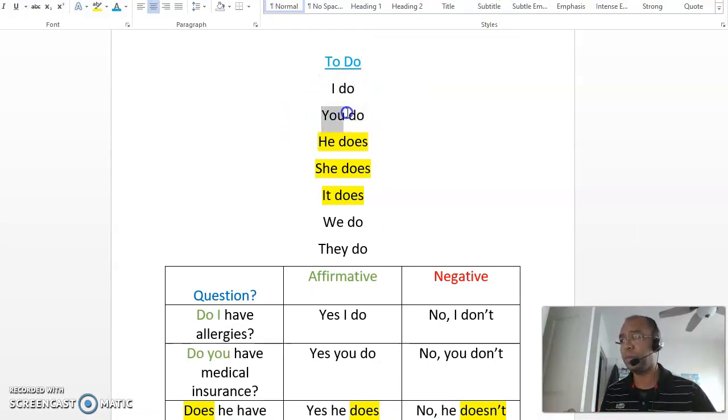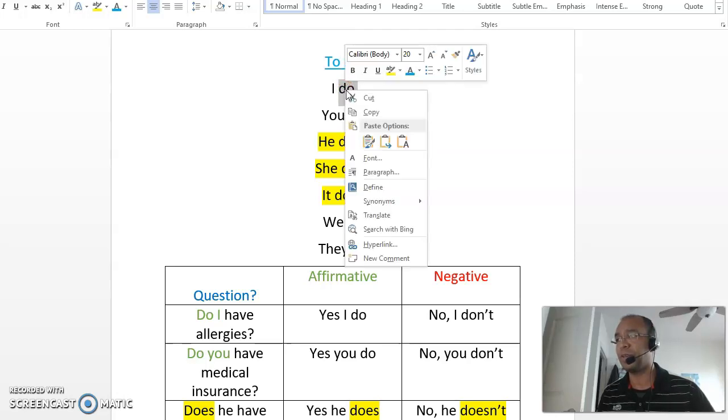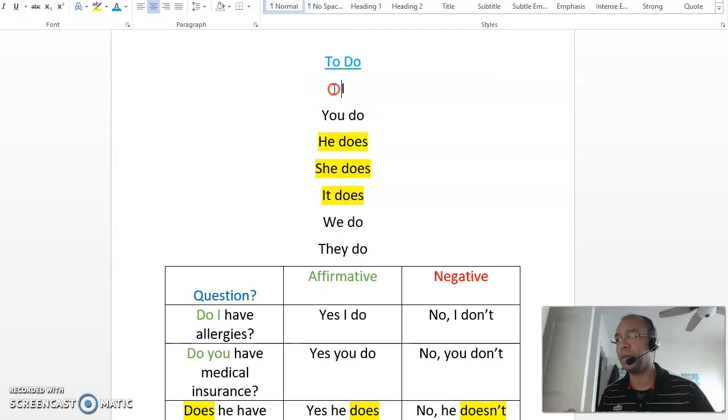So here it is one more time. I do. You do. He does. She does. It does. Then you go back to we do and they do. When we use the verb to have, I do, you bring this back here, and then you put the verb. For example, if you want to ask a question, you bring the do here, you put the do in front, and you add have. Do I have? Do I have an allergy?